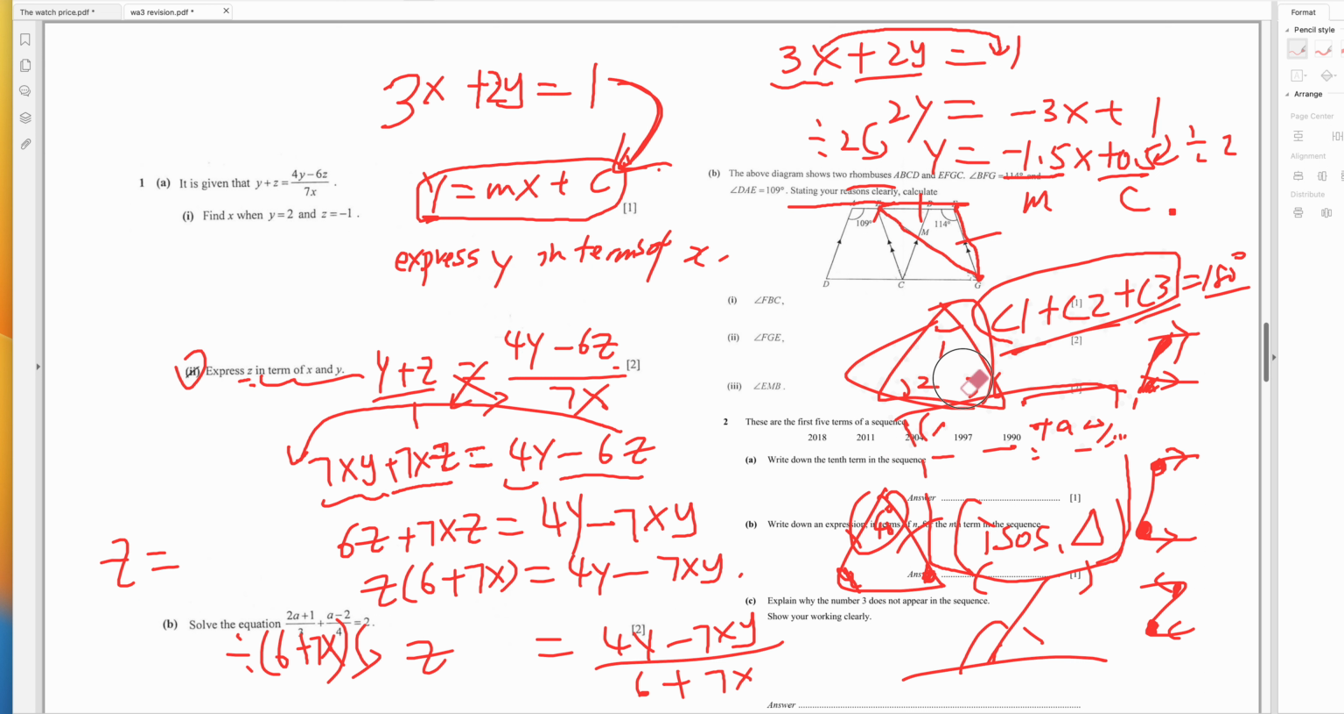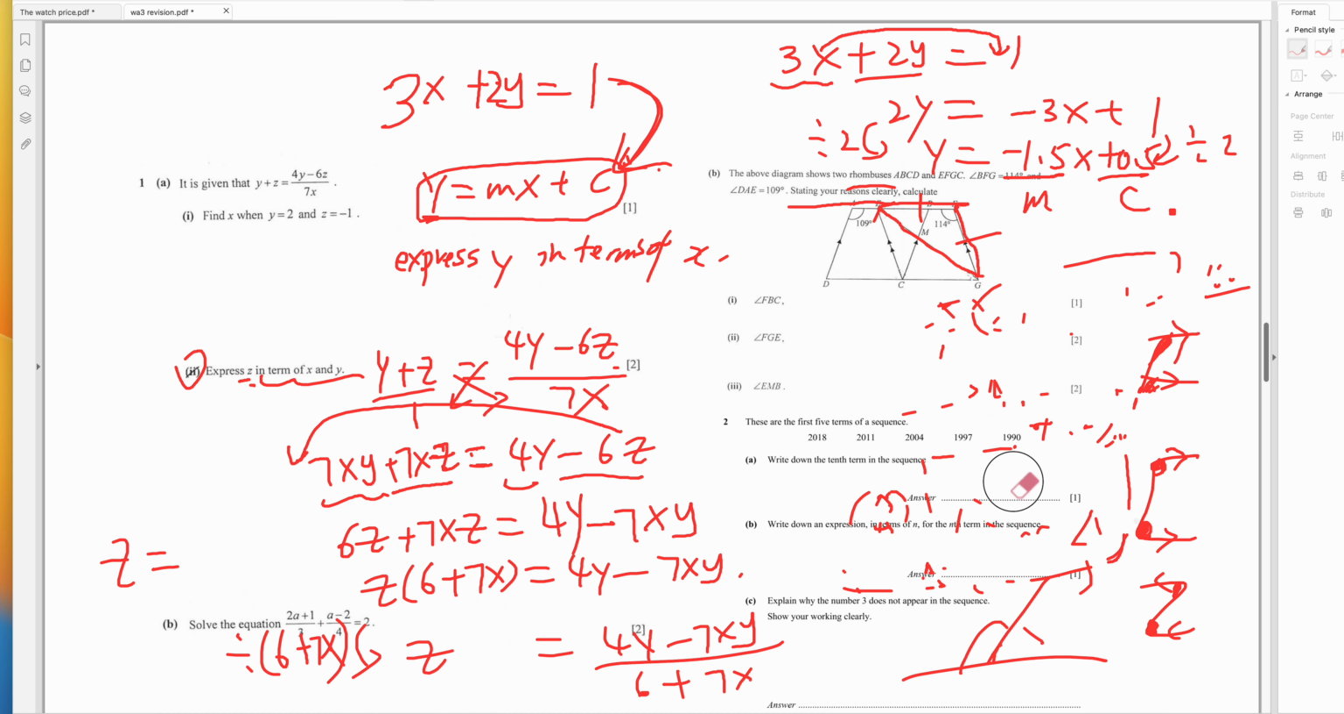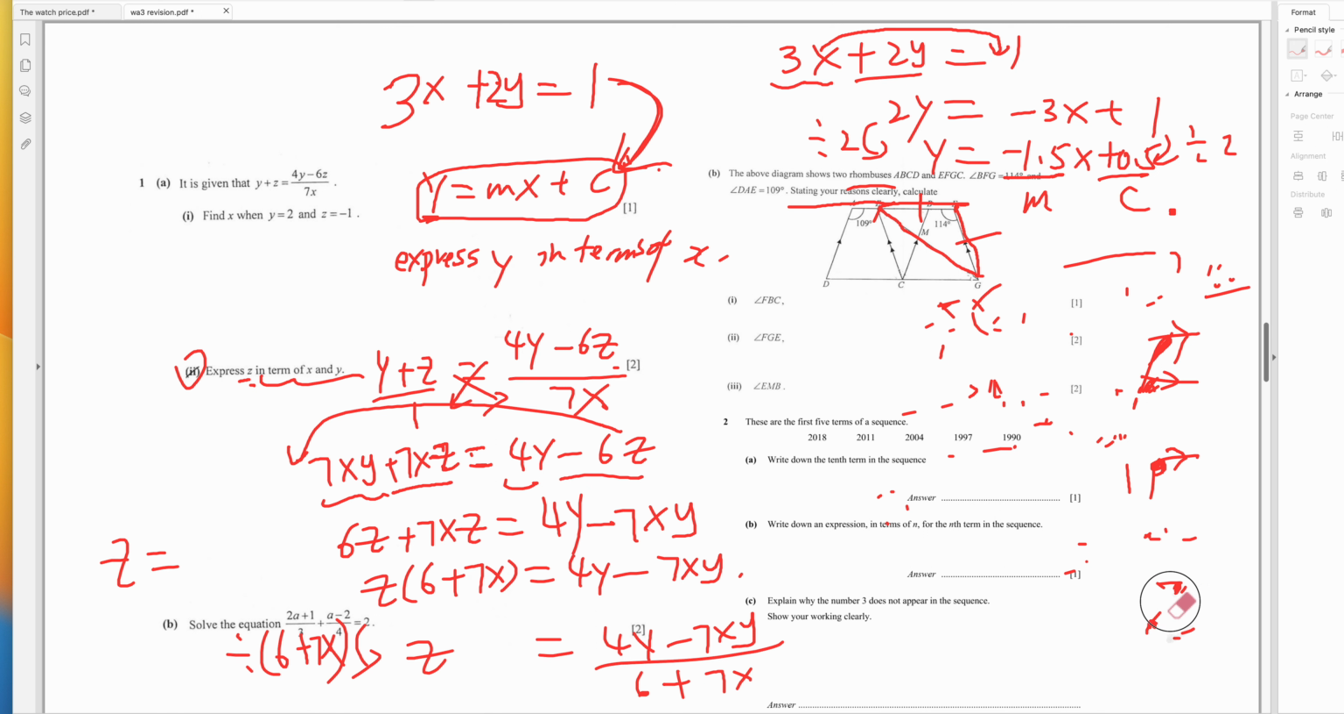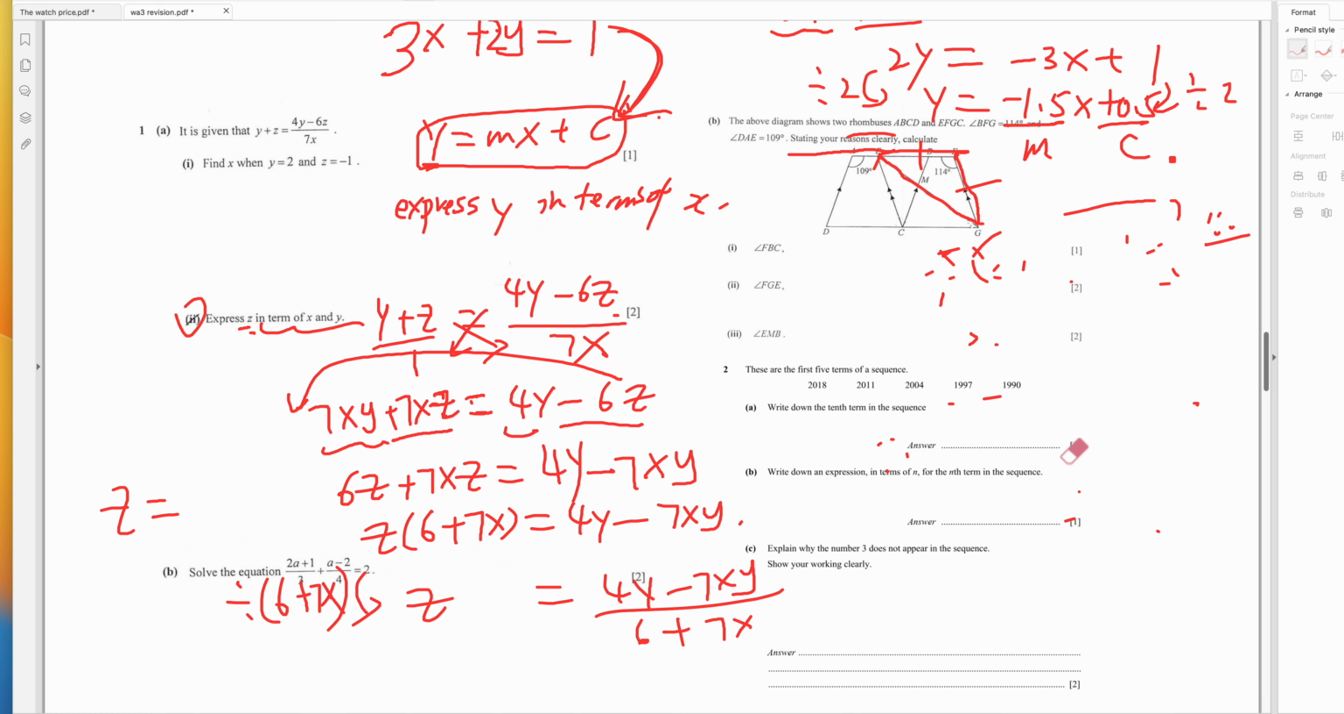Question 2 is like I say, the most obvious one. But for C, they like to ask you. So how do you explain? I never explain that. You need to explain. Why is there no number 3? I don't know why. How do you justify no number 3? It's 2 marks. You need to show how come 3 is not there.